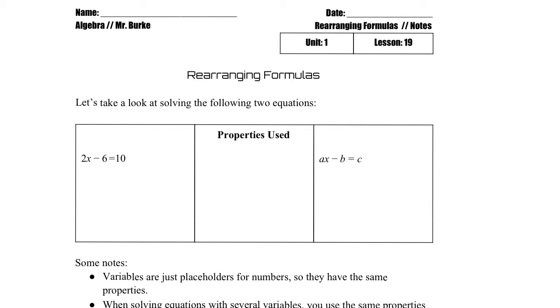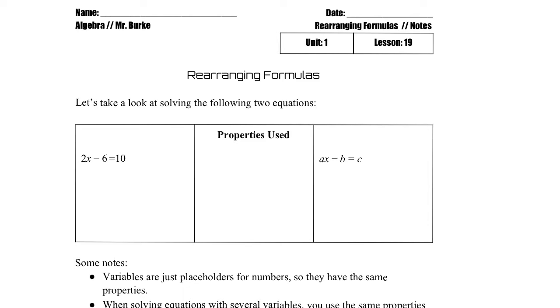Okay, so this lesson should be a little bit of review. We're going to look at solving equations that have multiple variables, kind of like this one right here, ax minus b equals c. What I want to do is compare solving a single variable equation with a multivariable equation. We've done this before, but I'm going to do it again. In both cases, we're going to solve for x.